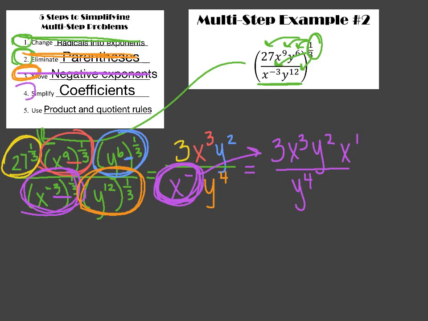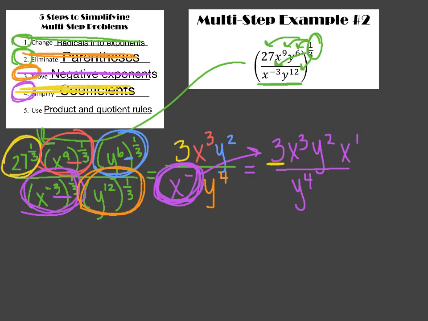Step number 4 tells me to simplify my coefficients. Coefficients are numbers in front of the variable, which would be like this 3. Since 3 is the only coefficient I have, there's nothing for me to simplify. So luckily, I'm also done with step number 4.